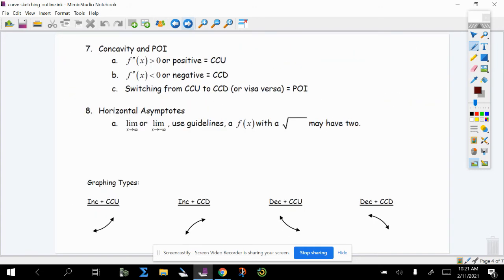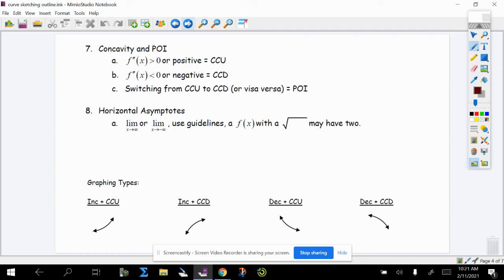Concavity and points of inflection all come from the second derivative. So we're able to find the second derivative, determine when it has intervals that are positive or negative to determine if it is concave up versus concave down. And we can also tell if the second derivative switches signs from positive to negative or negative to positive, which creates this POI, or point of inflection.